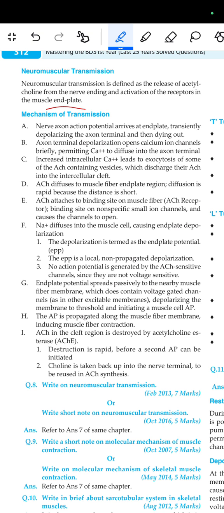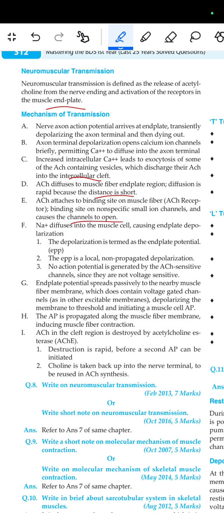Increased intracellular calcium leads to the exocytosis of some of the acetylcholine containing vesicles, which discharge their acetylcholine into the synaptic cleft. ACh diffuses to the muscle fiber end plate region. Diffusion is rapid because the distance is short. ACh attaches to the binding site on the muscle fiber, the ACh receptor, on the non-specific small ion channel and causes the channels to open.